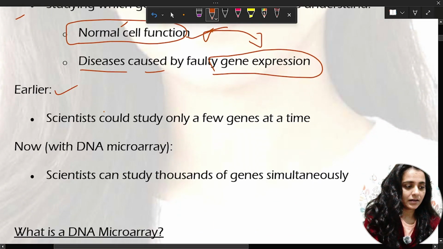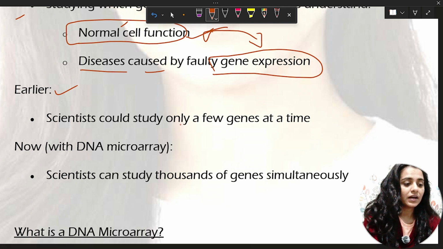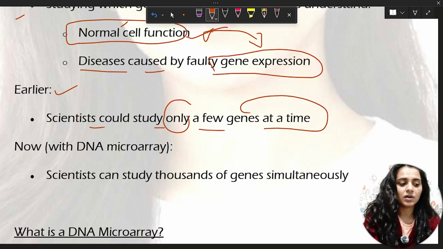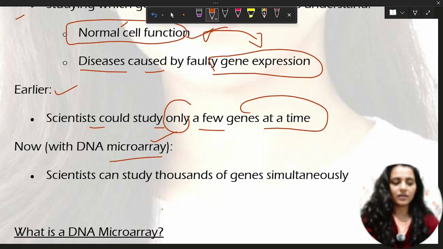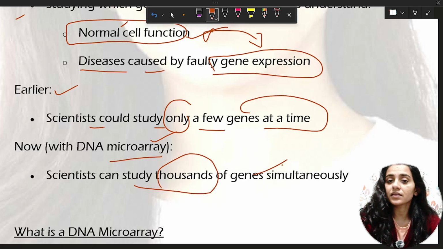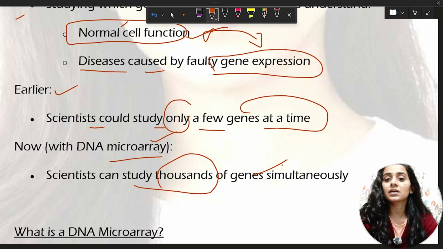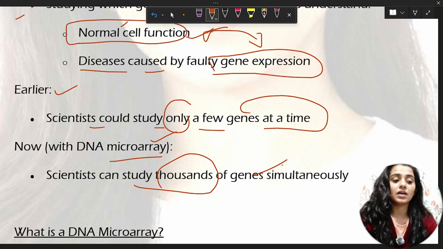So earlier, when microarray was not invented, scientists could study only a few genes at a time. But after microarray, nowadays thousands of genes can be studied simultaneously. It means thousands of genes can be studied at a time, at a single time.